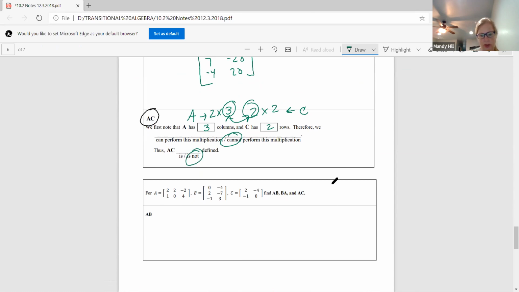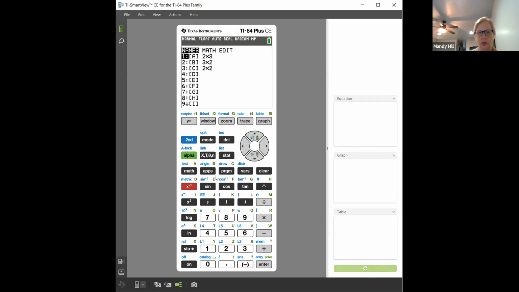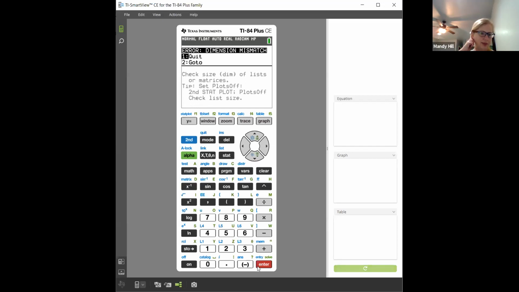I'm going to go really quickly and just show you what that looks like in the calculator screen, because it's going to tell you, and that helps. So if we do A times C, we're going to hit second matrix. We want A, and then second matrix we want C. Okay, and see it says dimension mismatch, and you can't do it. So if you try to do it on the calculator, you don't really have to memorize the rule, because if you try to do it and it doesn't work, you're going to know, okay, it's a dimension mismatch.